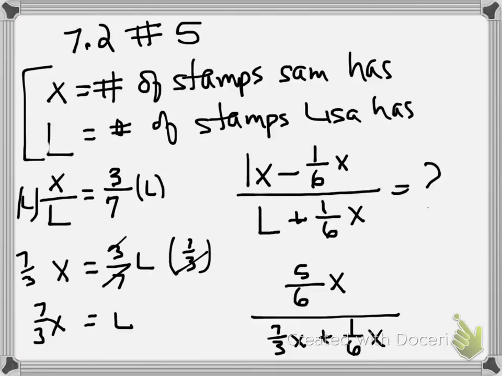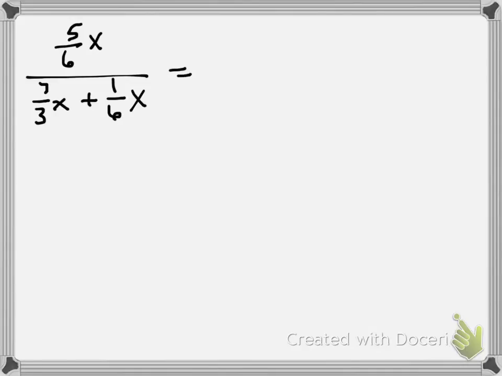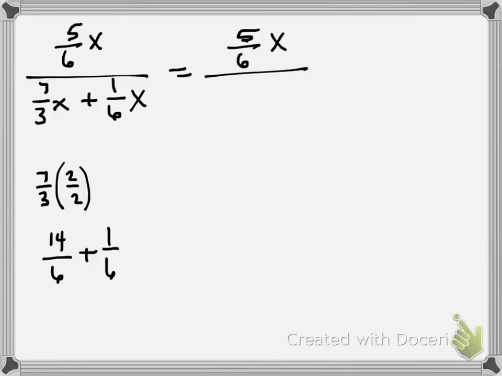Okay, so now we have 5/6 x equals 7/3 x, or over 7/3 x plus 1/6 x. So this is very algebraic in nature. So we want to go ahead and get a common denominator here in the bottom. So 7/3 times 2 over 2 would let me have sixths. So that would be 14/6 plus 1/6 is 15/6. So I have 5/6 x in the numerator and 15/6 x in the denominator.